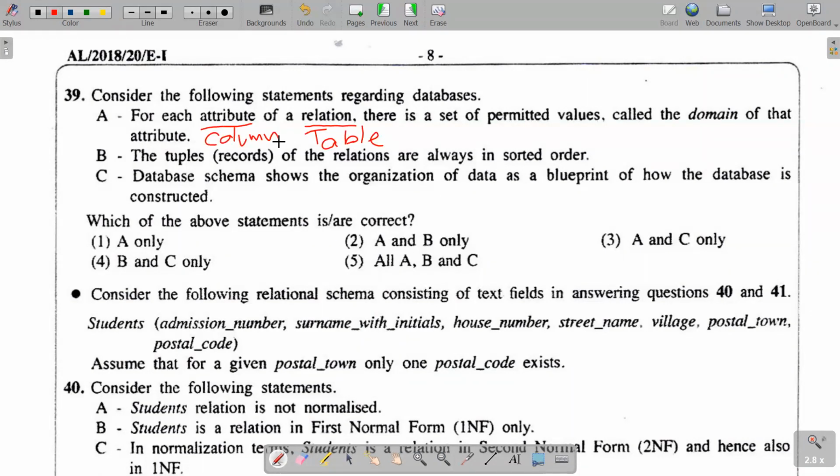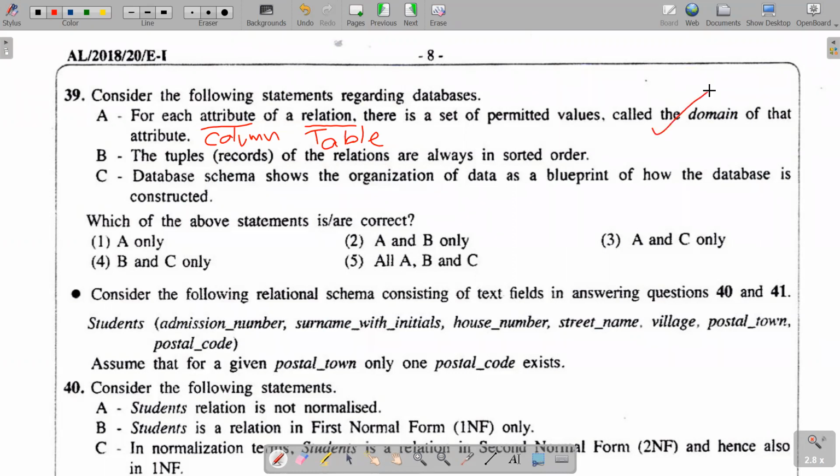Right, so for each column of a table there is a set of permitted values called the domain. Domain කියලා කියන්නේ data type එක. The permitted values තීරණය කරන්නේ data type එකෙන් තමයි. Like if it is integers, the permitted values are from some minus value to some positive value, only whole numbers, not decimal or floating point numbers, right?